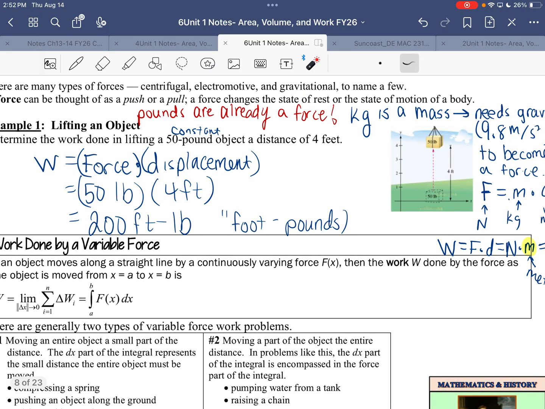Okay, so when we do work with a variable force, most forces are going to be variable. If we integrated this force, you're going to have force times x from a to b, which gives you force times b minus a. What is b minus a essentially?